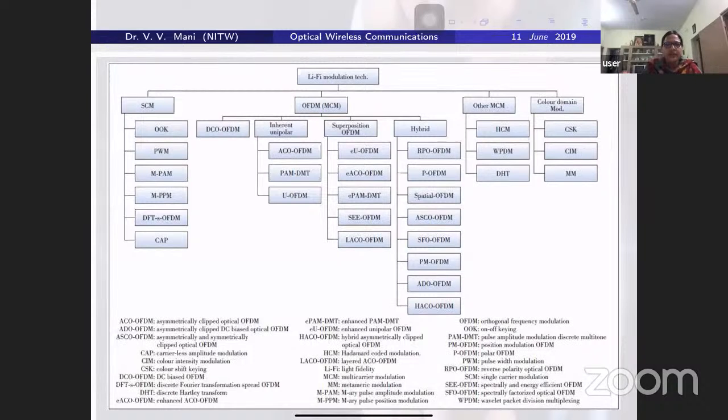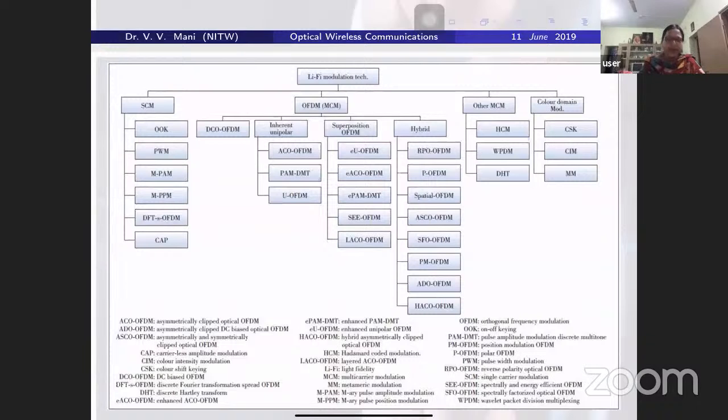When you are transmitting the light, the ambient light, that is sunlight, also falls on your photodiode. Then how do we take care of that? There are many issues, many challenging tasks in optical wireless communication.